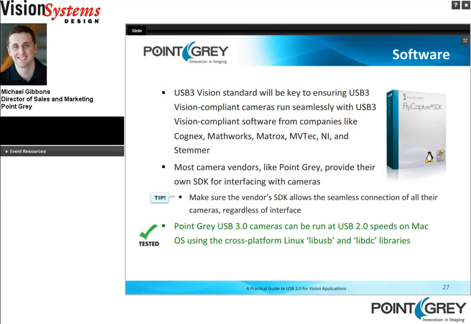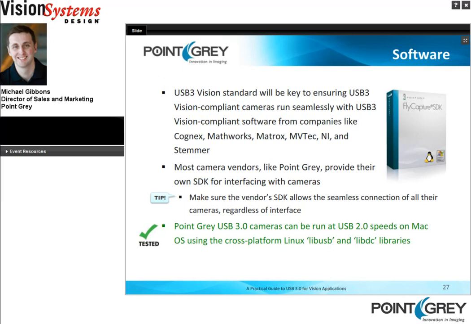Okay, software. So the USB 3 Vision standard will be key to ensuring USB 3 Vision compliant cameras run seamlessly with compliant software from all the major software companies. As well, most camera vendors like Point Grey also provide their own SDK for interfacing with cameras. So one thing to make sure of is ask your vendor whether their SDK allows you to connect multiple different interface cameras from them and have it run. So with our SDK, for example, you can run GigE, USB, FireWire cameras all using the same user application.